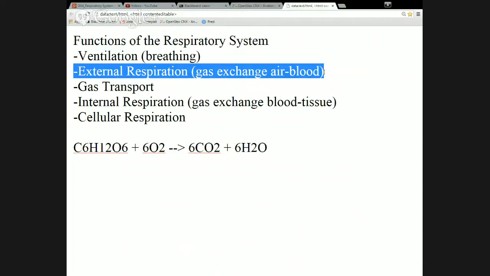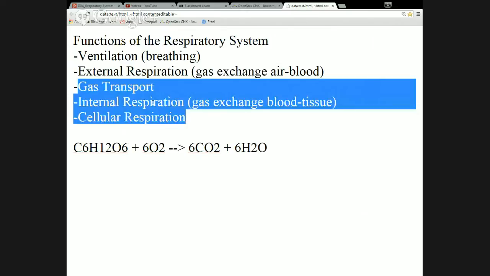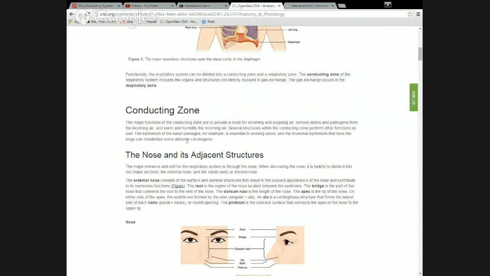Okay, so as far as the anatomy is concerned, we're basically only going to cover the structures that are related directly to ventilation and external respiration. The other parts of what's in here, gas transport, internal respiration, and cellular respiration, are not happening in the respiratory system. Blood is transporting the gases through the cardiovascular system, and then internal respiration takes place in all of the tissues of your body. Cellular respiration is what's happening within all the cells of your body.